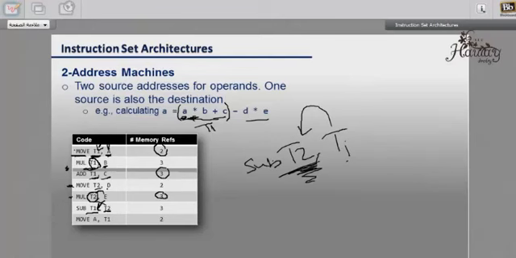Now we finished eventually. We got the value of T1, but we have no T1 inside the equation. We are not interested in T1. We are interested in A. So we need to move the value of T1 back inside A. So now we have the value of A. Simple enough, I think.